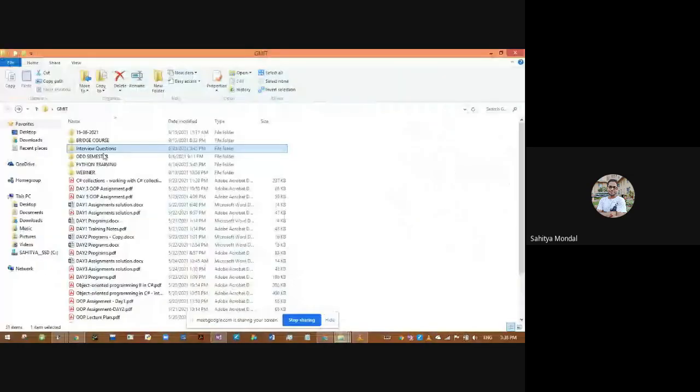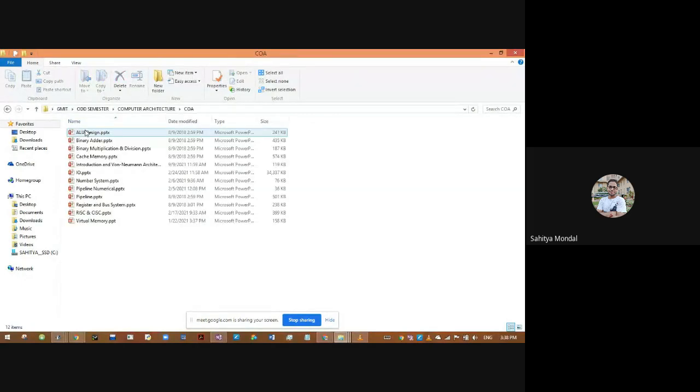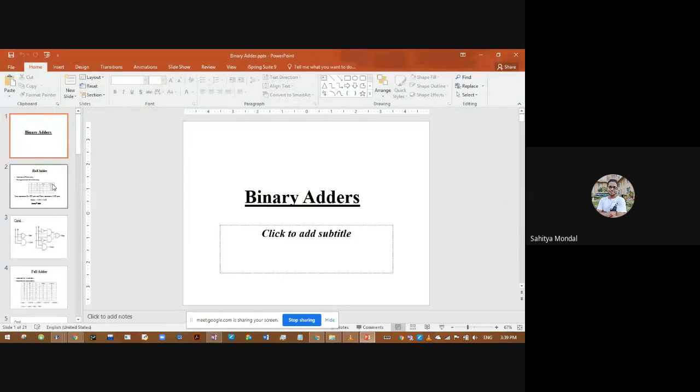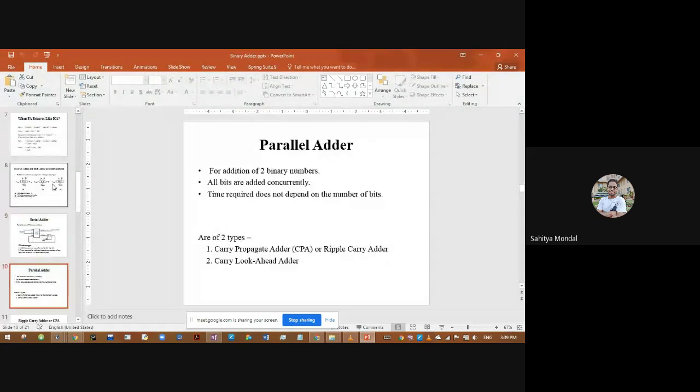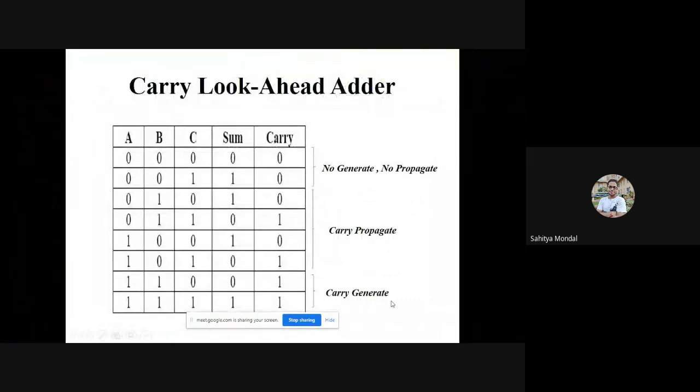Okay, so first see the PPT, then we will generate this one. Okay, see the carry lookahead adder. This is nothing but the truth table of the full adder. So from this truth table, what inference can we draw?